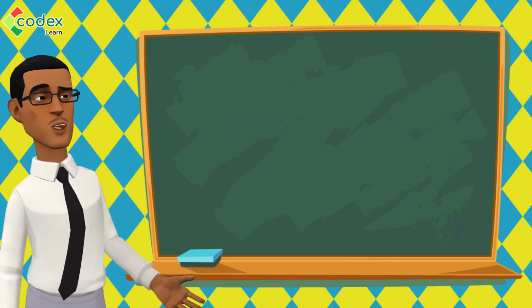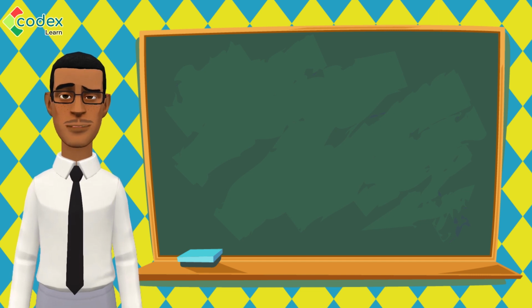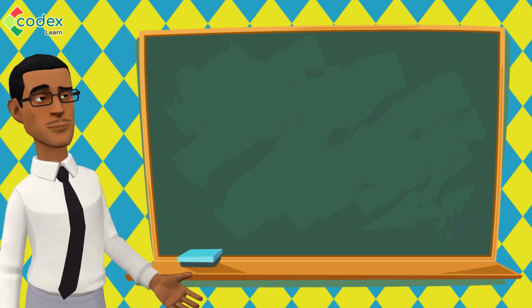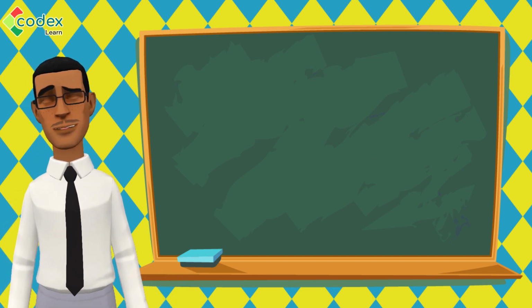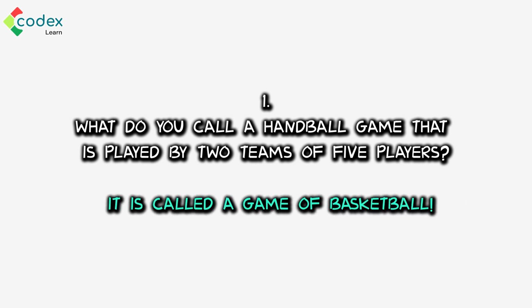Amazing! We've learned something new today, and it was about the game of basketball. But just before we finish off this lesson, let me ask you some questions. They will help you remember things even more. Number 1. What do you call a handball game that is played by 2 teams of 5 players? Great! It is called a game of basketball.